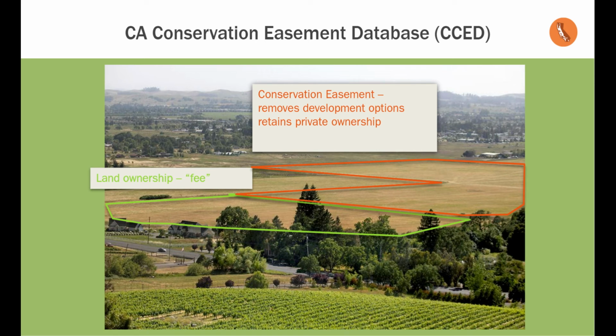The private owner retains ownership of the land, but voluntarily agrees to limits on what they can do on the land. Most notably, development rights are limited or removed.